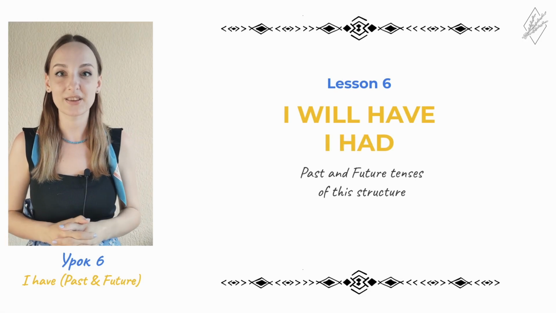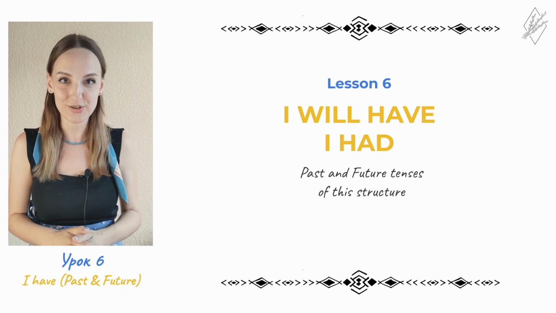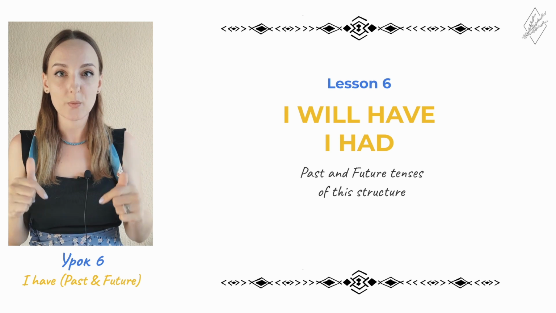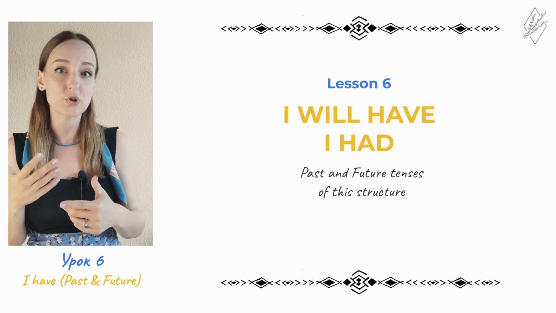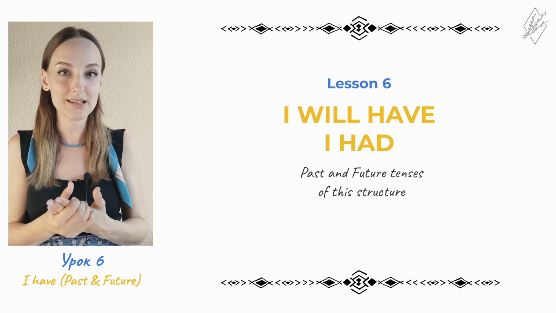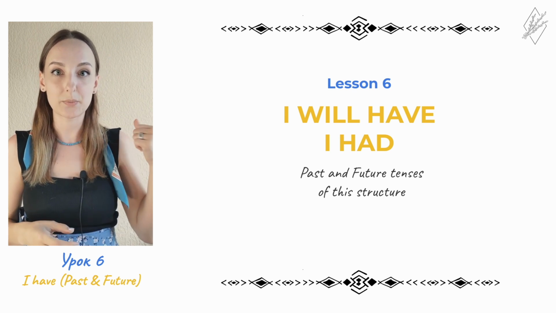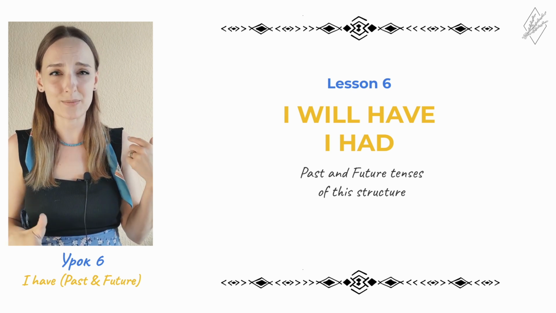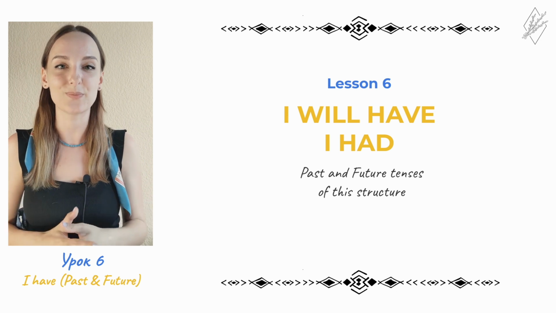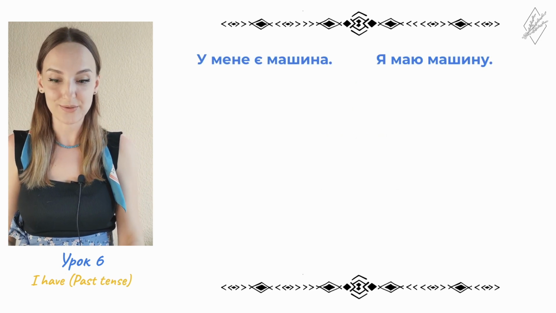And today we are having the 6th Ukrainian grammar lesson for beginners. And if previous time we were talking about the structure I have in present tense, today we will speak about the same structure but in the past and future tense, because sometimes we need to say that we had something or that we will have something. And we will find out how to say it in Ukrainian.